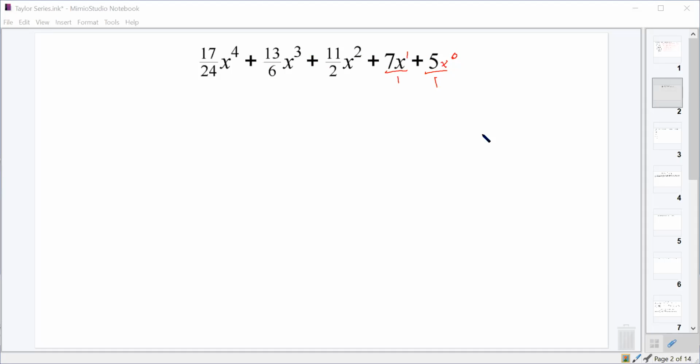So 1, that's 0 factorial. And this is the power, and this is 1 factorial, and this is 2 factorial, and this is 3 factorial, and this is 4 factorial. Is there a way that we could write this out in a summation form?